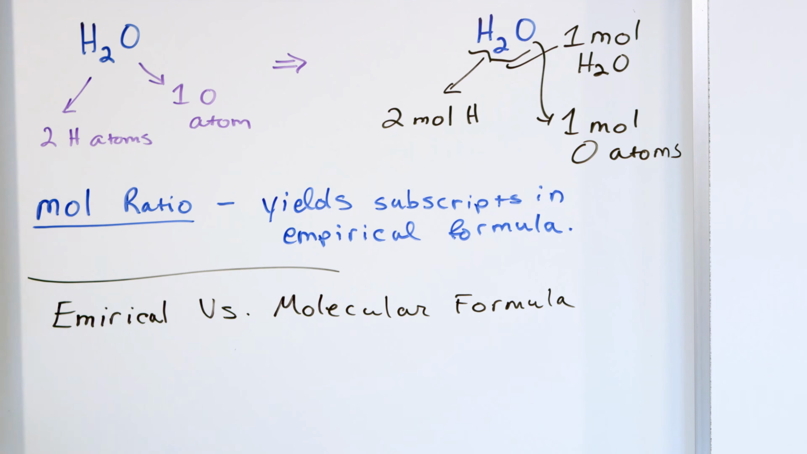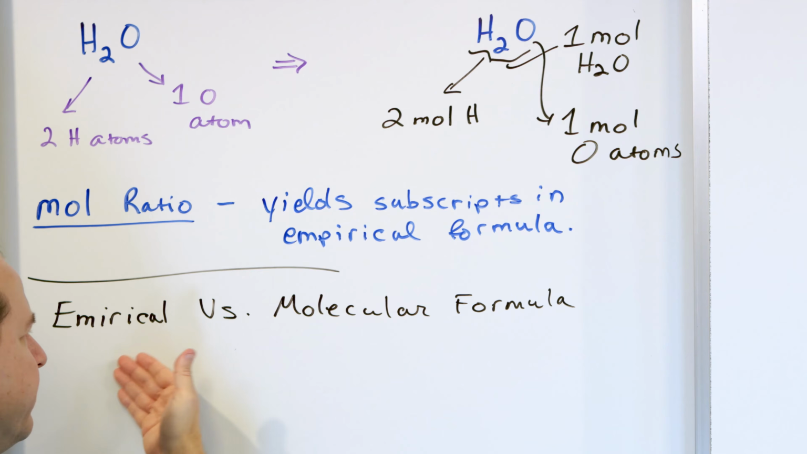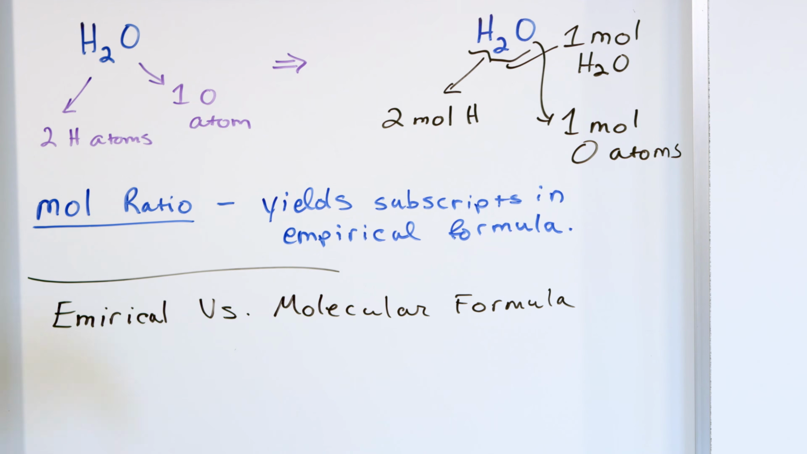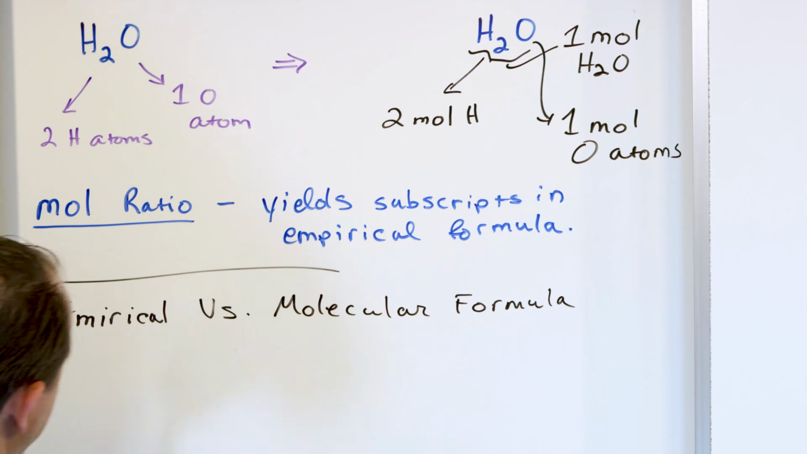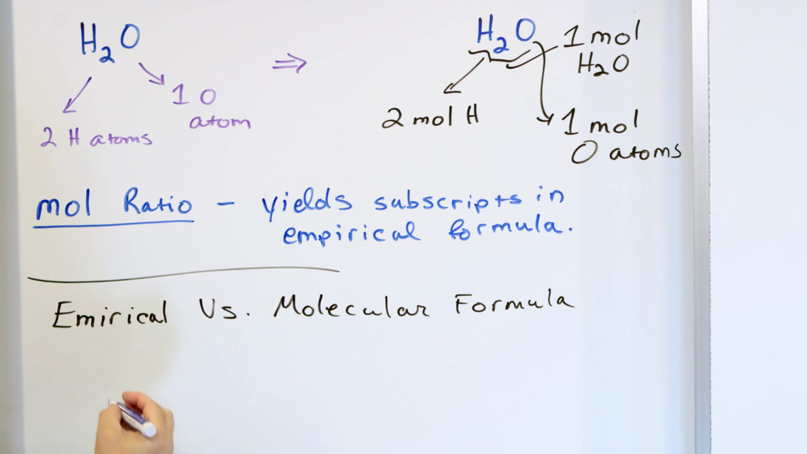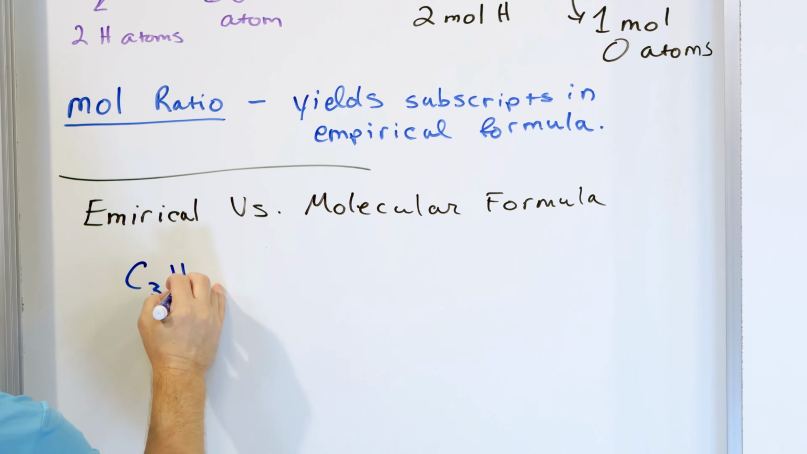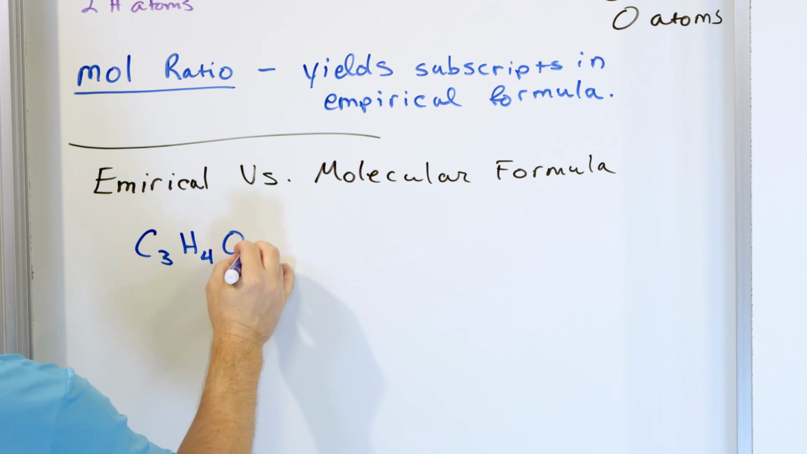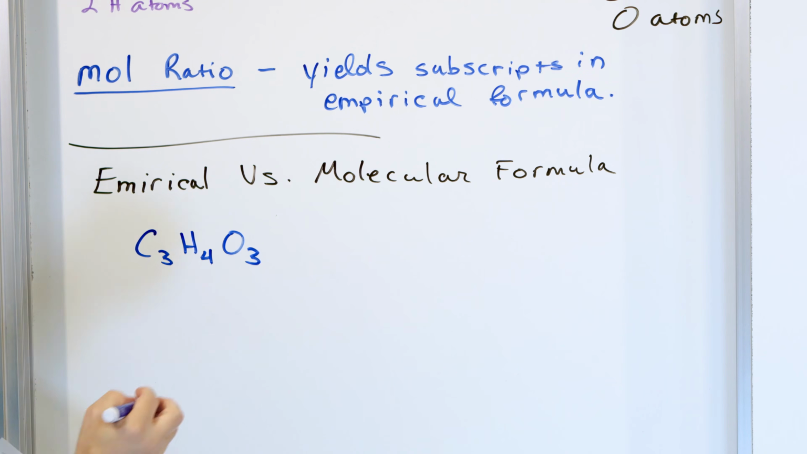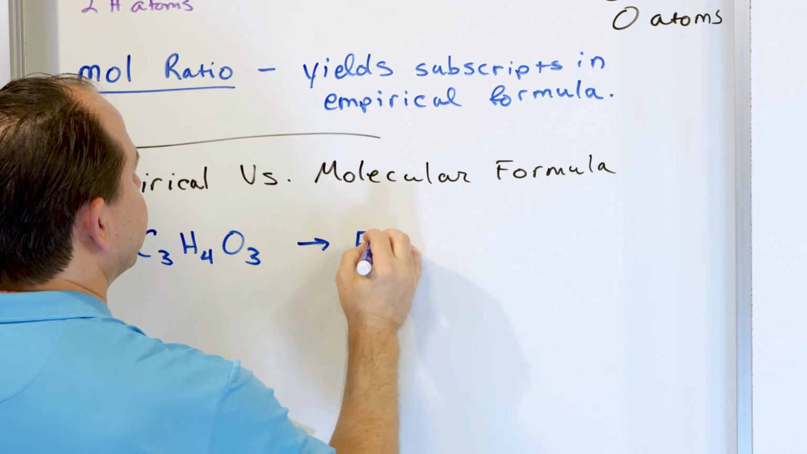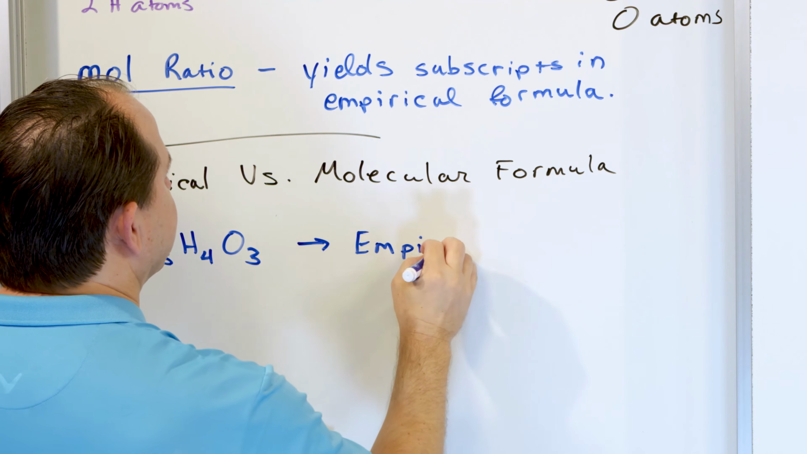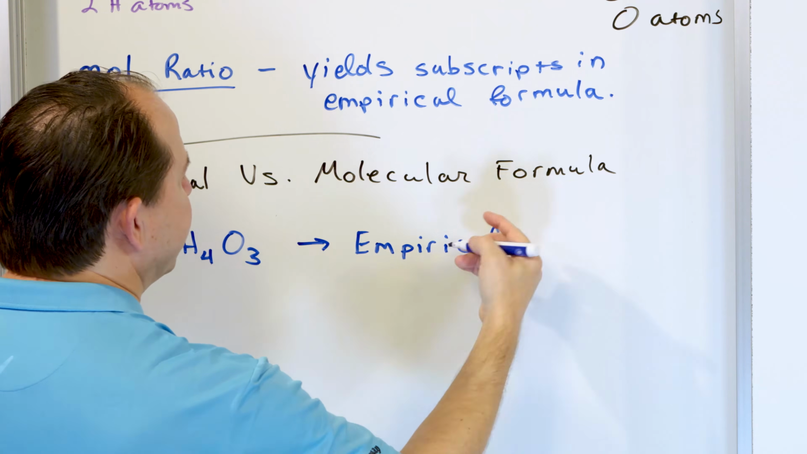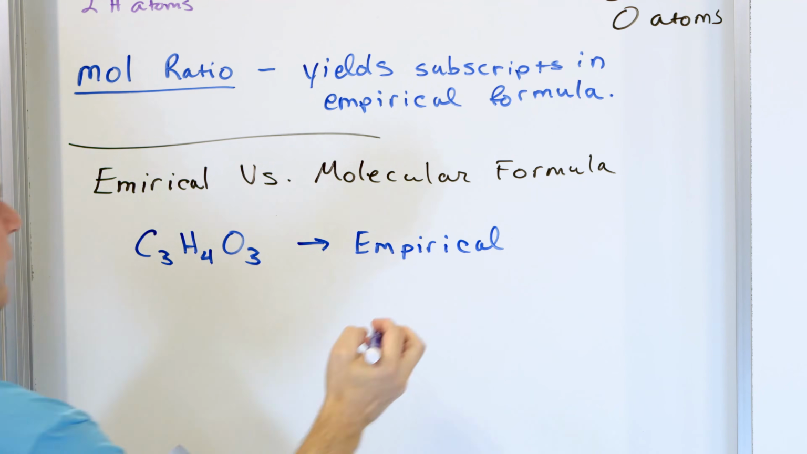All right, what is the difference here? Empirical is what you measure. You measure something in the lab and you get some formula. So there must be some difference to talk about what the molecular formula is. Let's talk about what that difference is. So I'm not going to talk about water. Let's talk about another substance. Let's say that you measure C3H4O3. This is what you get, and this is what we call the empirical formula.